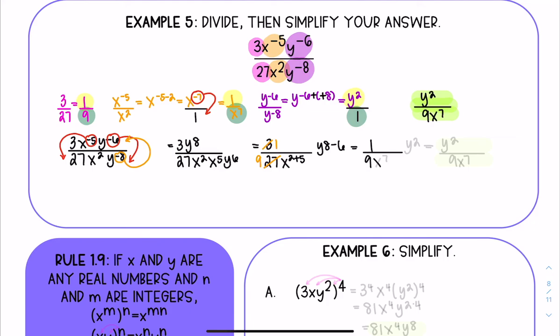And then we have x to the 7th, and then we have y squared. And so we just need to put the y squared on the top, and on the bottom we have 9x to the 7th, which is the exact same thing that we got with the other way.